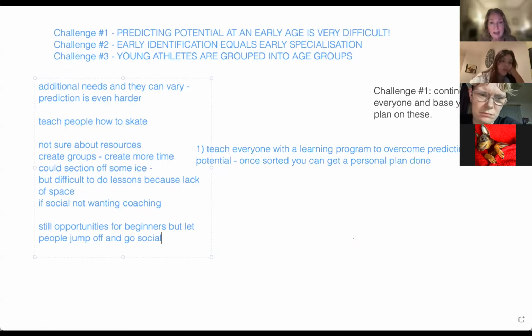What about going back to this point about specialisation? What do you think you could do to avoid specialisation? And I might ask Evie to have a think about that, because I think Evie might be the youngest one here.